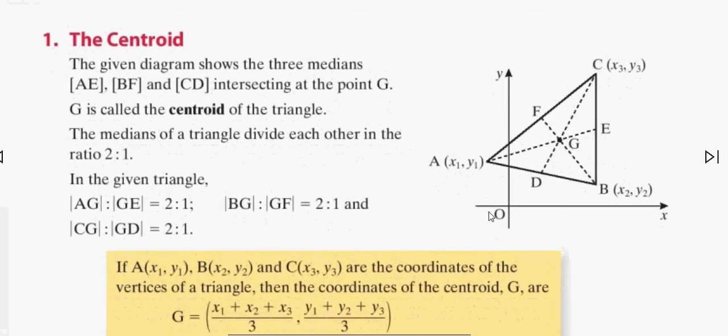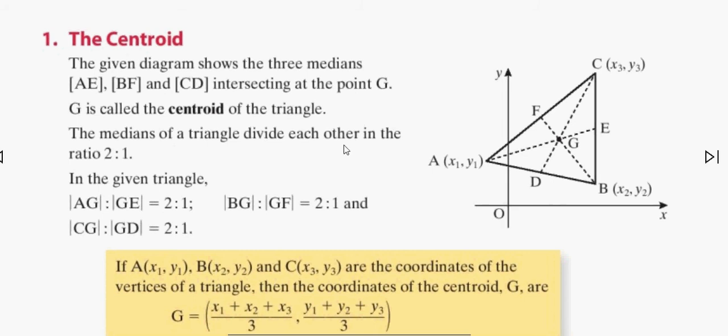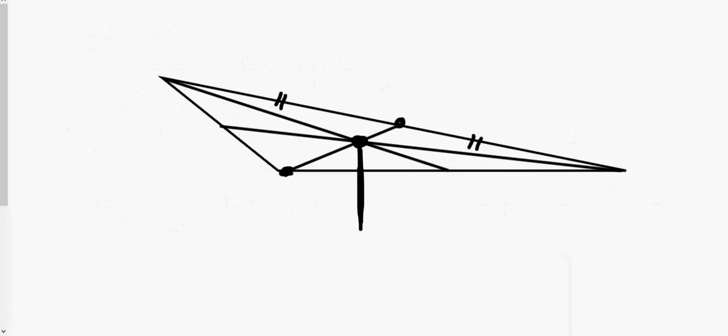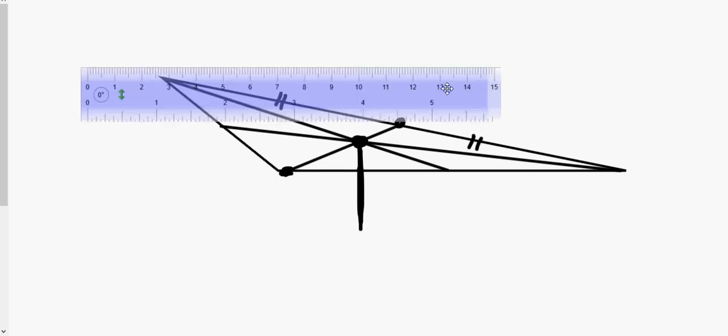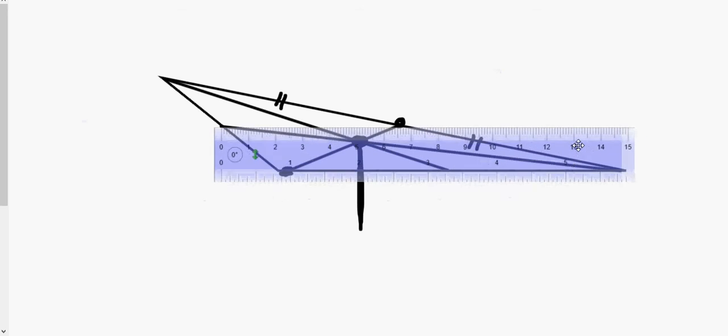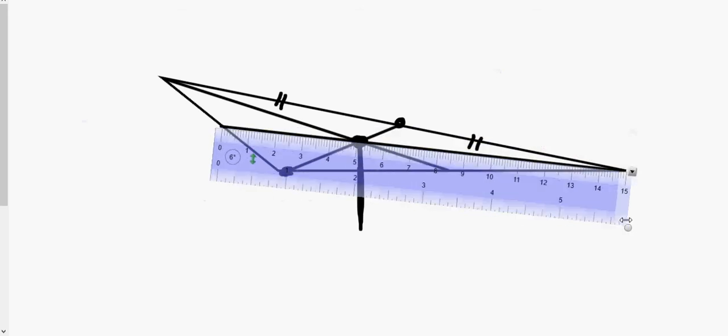Now, the medians of a triangle divide each other in the ratio 2:1. So let's test that. They think it's 2:1. So let's try my one to see if that is the case. I'm just going to get my ruler out actually. Now, I'm going to draw along one of the medians. There's the median there. It's actually roughly 15, okay? So that's 5 and the other one is 10. It's always in the ratio of 2:1.